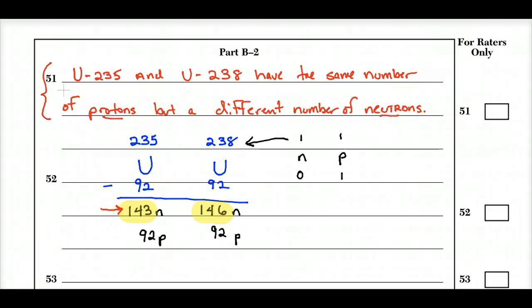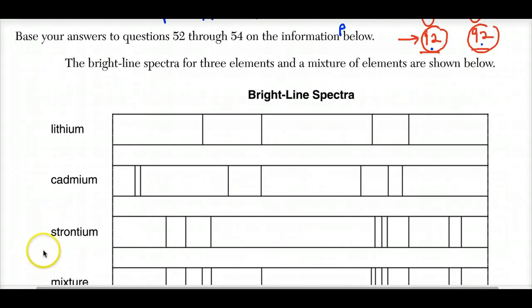Number 52. Number 52 states the bright line spectra for 3 elements and a mixture of elements are shown below. So they've given me the bright line spectra. Now this is hard to do in black and white, but what this should be is actually bands of different colors representing the different wavelengths of energy that are emitted when elements get excited. So if you did this in class, I know that we shot these gas discharge tubes.